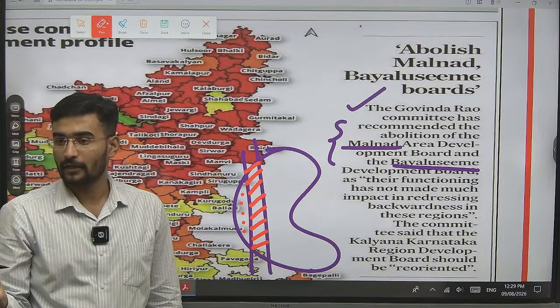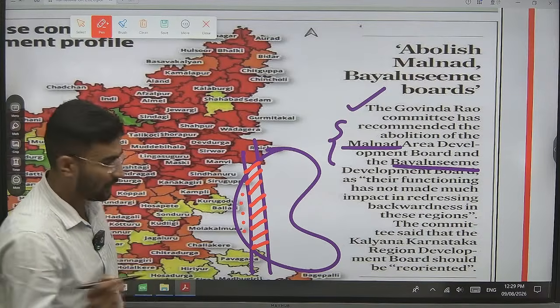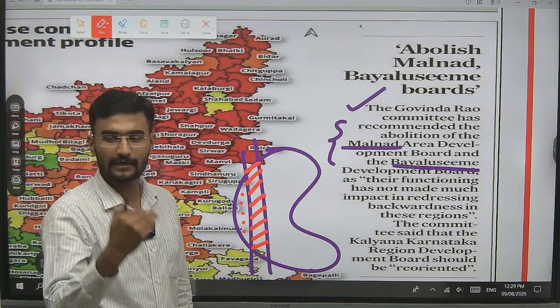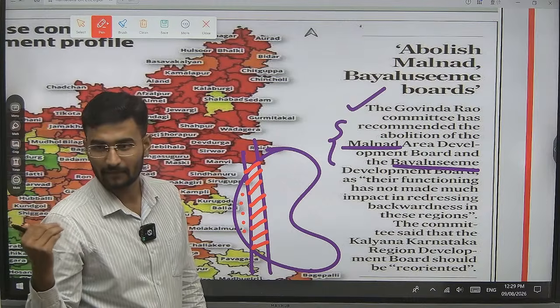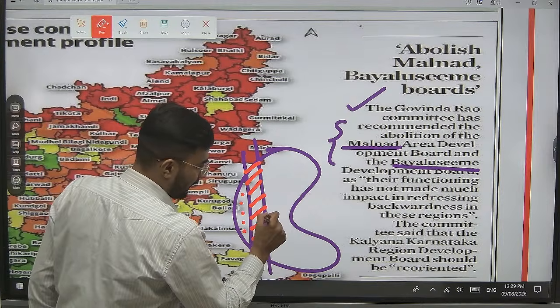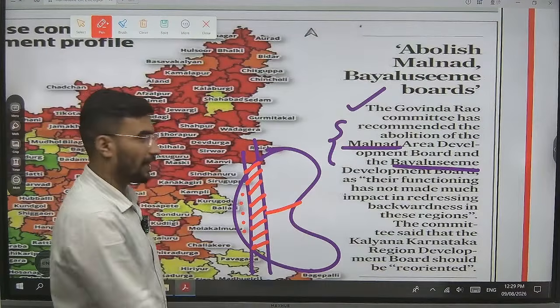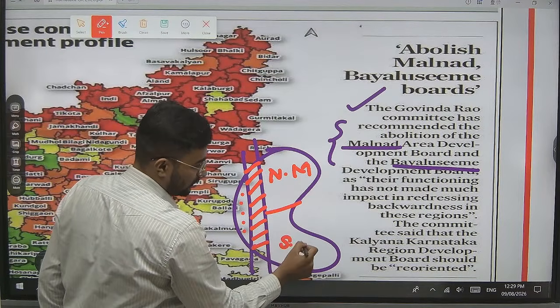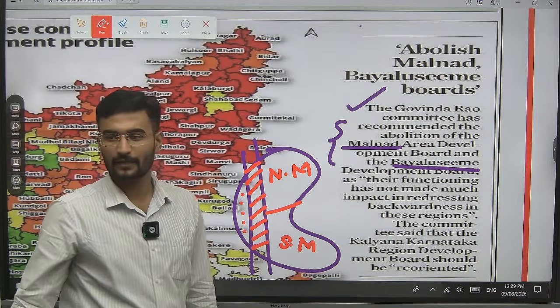That hills we call as what? Malnad. And the majority one we call it as Maidan. In Kannada we call it Bayalu Seeme. Now this Maidan is being divided into 2 things. It is northern Maidan, and the second one we call as what? Southern Maidan. Yes or no?